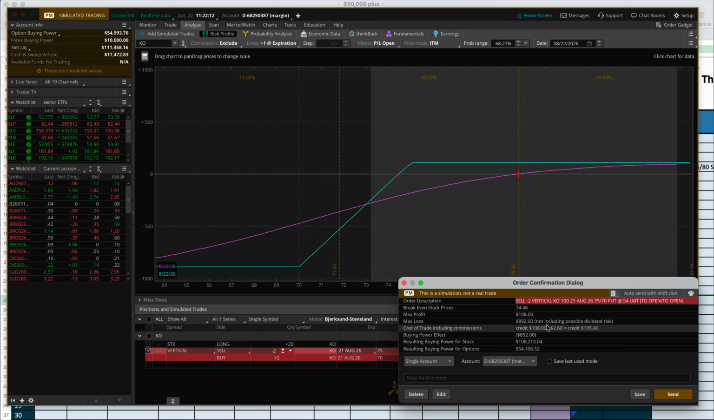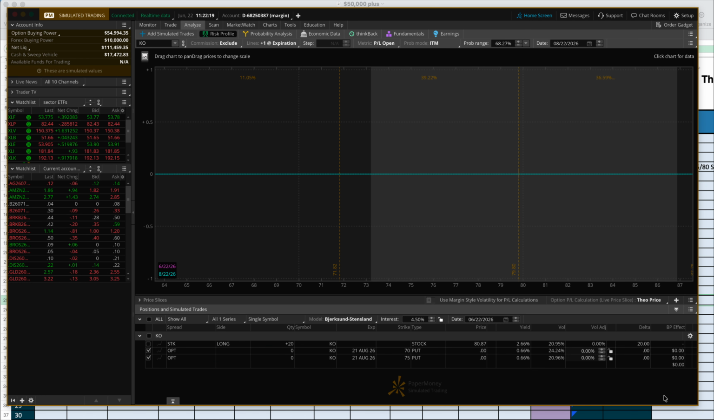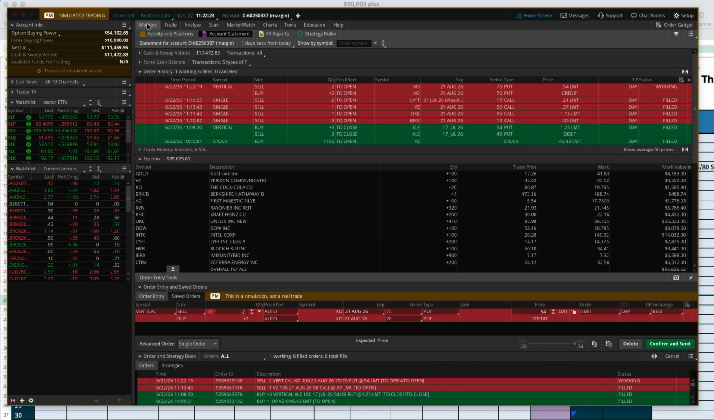If we can do that 6 times a year, we're making 60% a year. So gonna send that in, and we'll see what happens there. So we didn't get filled on our XLE yet. May have to change. Oh, did it get filled? Looks like it did get filled. All right, did get filled.